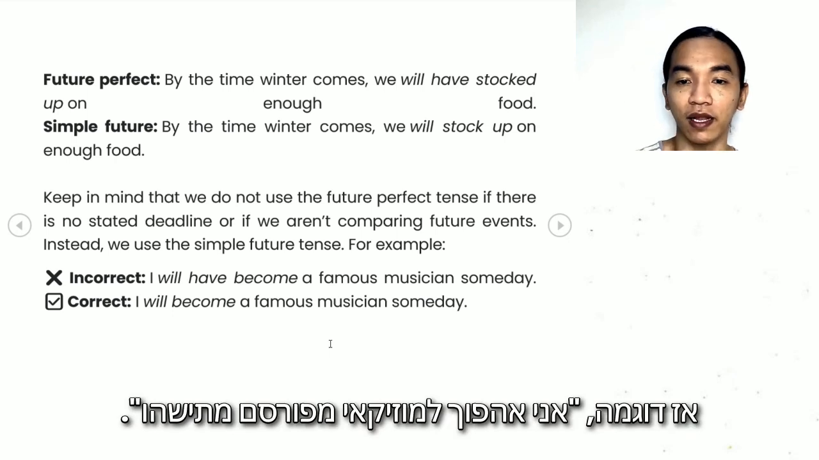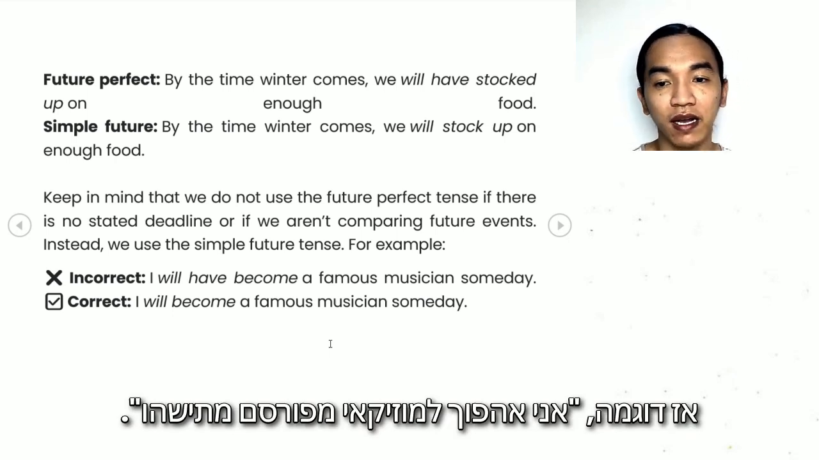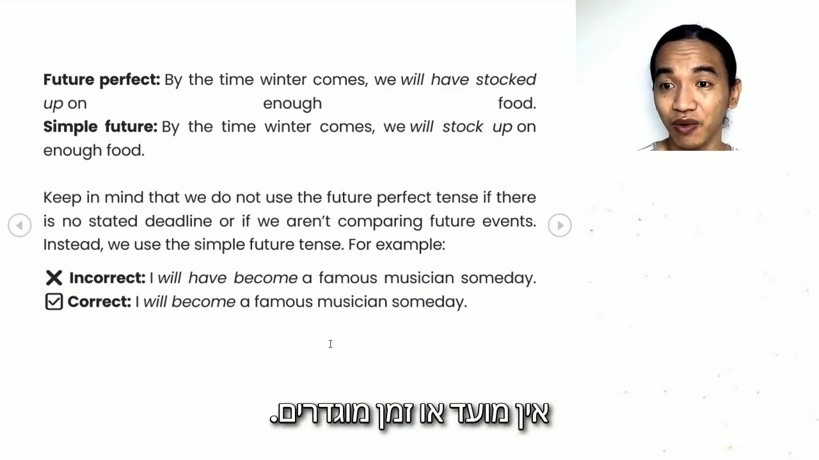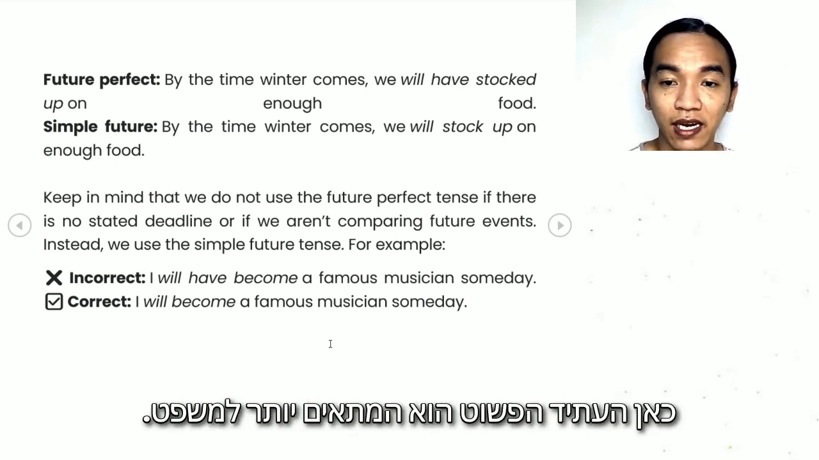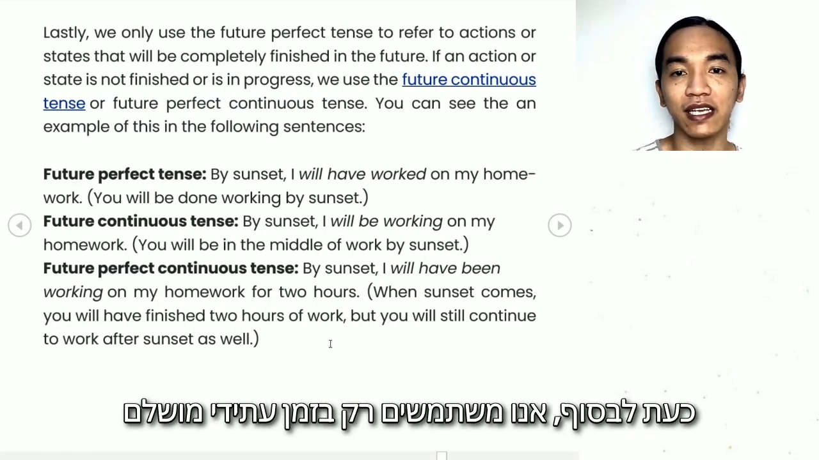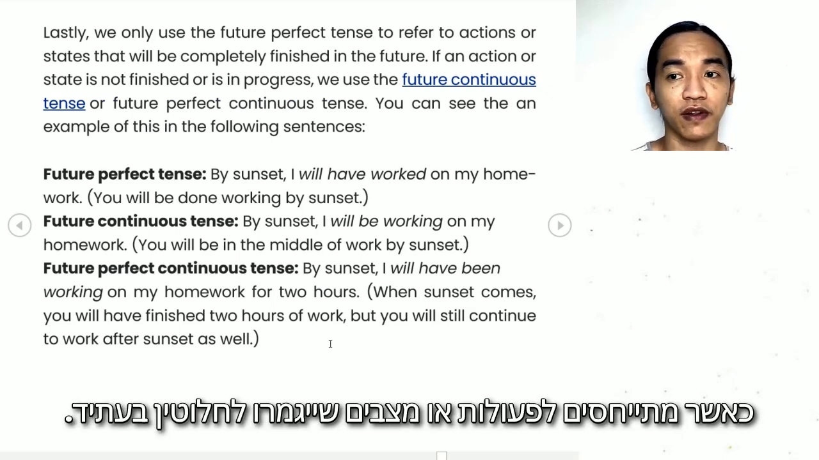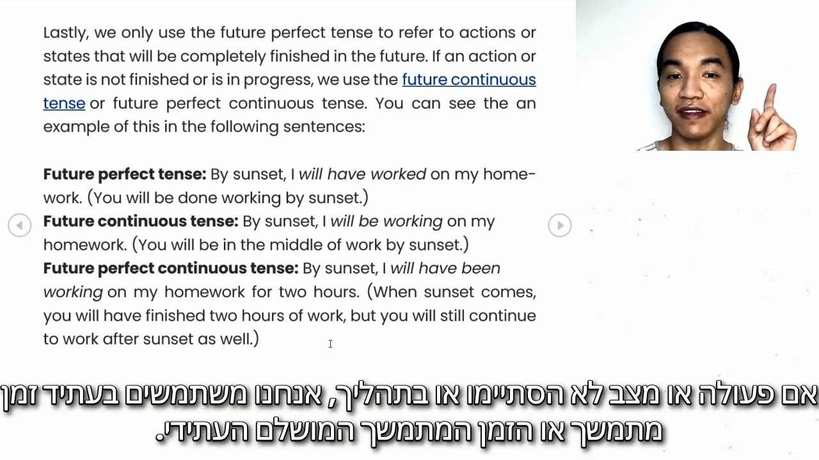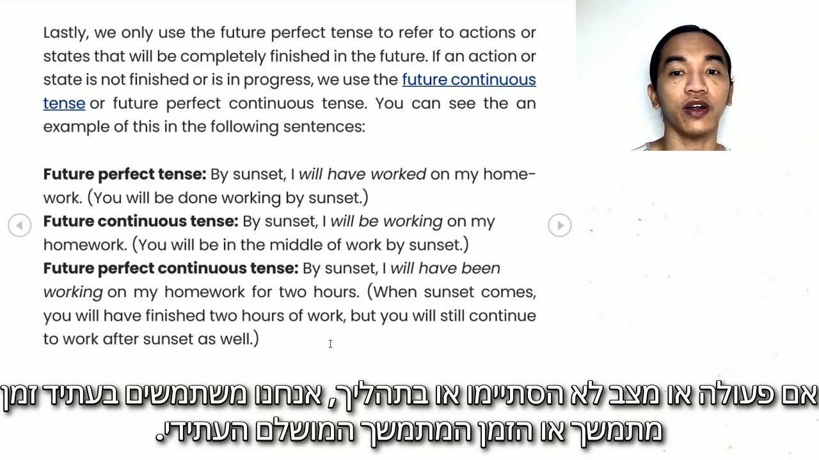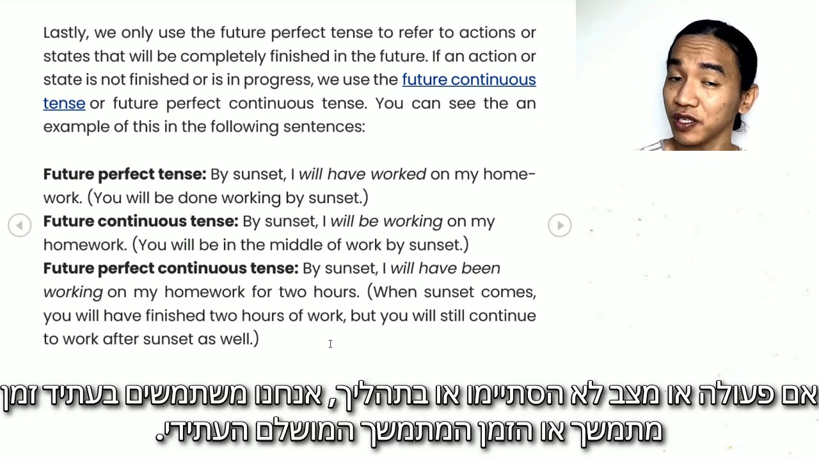For example, I will have become a famous musician someday. There is no stated deadline or time. So instead, I will become a famous musician someday. Here the simple future is much more suitable for the sentence. Now, lastly, we only use the future perfect tense to refer to actions or states that will be completely finished in the future. If an action or state is not finished or is in progress, we use the future continuous tense or the future perfect continuous tense.